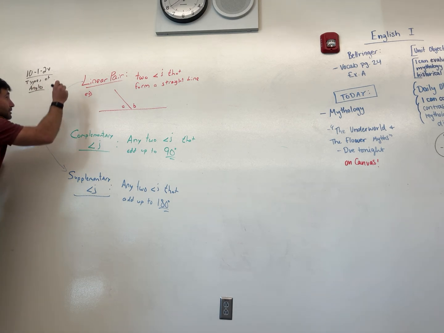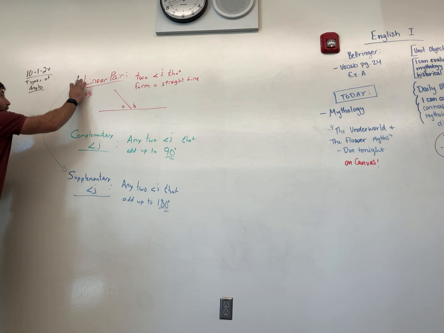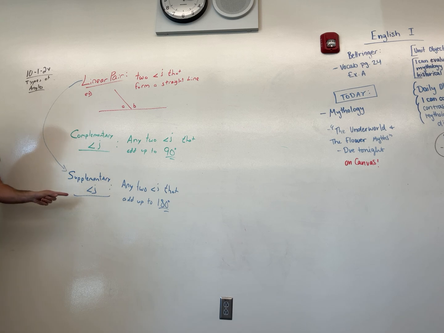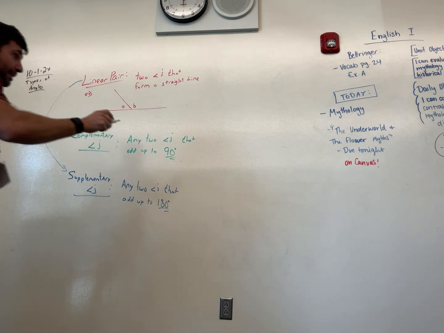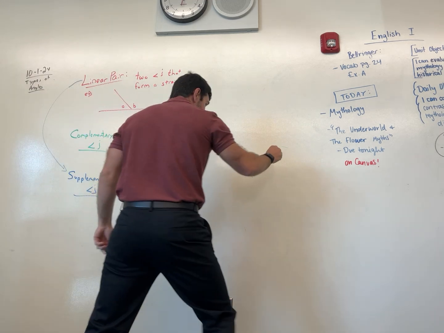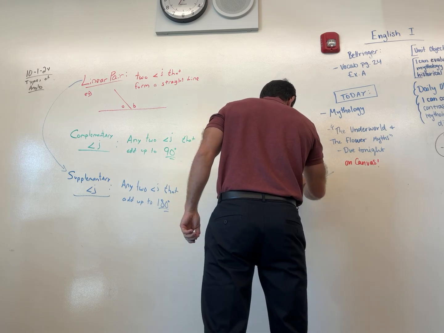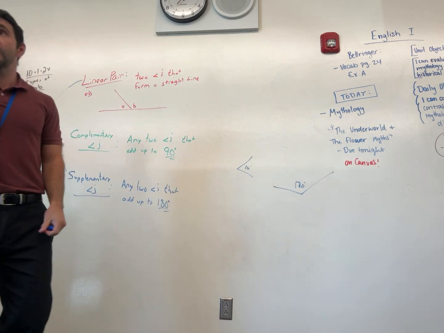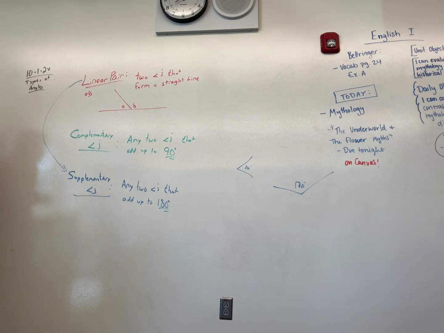Every linear pair is also supplementary. But notice, the arrow only goes from linear to supplementary. It doesn't go from supplementary to linear. Every supplementary angle pair is not linear. Why? Because I could draw an angle like this. That's 10 degrees. This is 170 degrees. Those are supplementary. Are they a linear pair? No, they don't form a straight line. These do, though. A and B are absolutely supplementary.